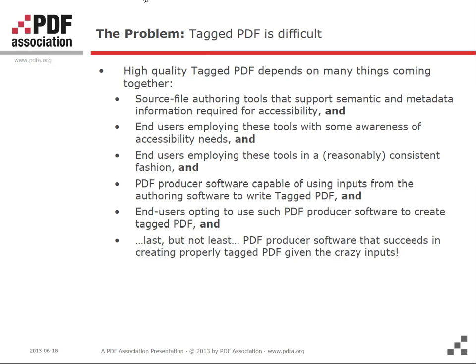So as we've previously observed, tagged PDF is damn difficult. High quality tagged PDF depends on many things coming together, which might be expressed in Boolean terms. Number one, you need source file authoring tools that support semantic and metadata information required for accessibility. It has to be possible to create a table. It has to be possible to enable lists and so on. Otherwise, you're not going to get a particular result in a PDF. So that's a very basic level of requirement.